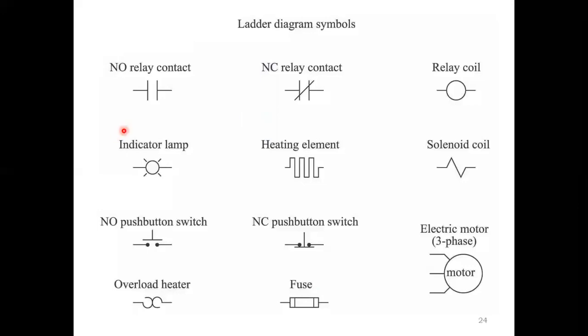So these are the ladder diagram symbols used for programming. The first one is the normally open relay contact. It is normally opened. When the power supply comes, it will be closed, that means it will connect the input to the output. The second one is the normally closed relay contact. That is, it is already in the closed condition.